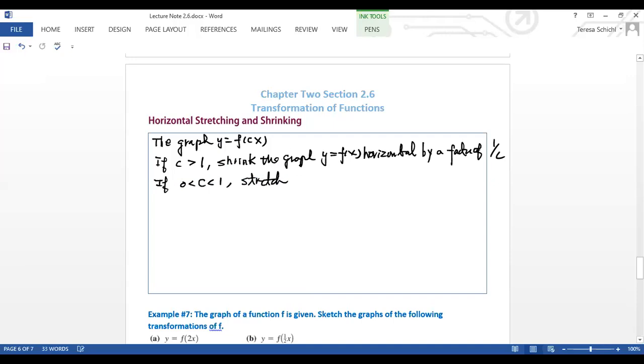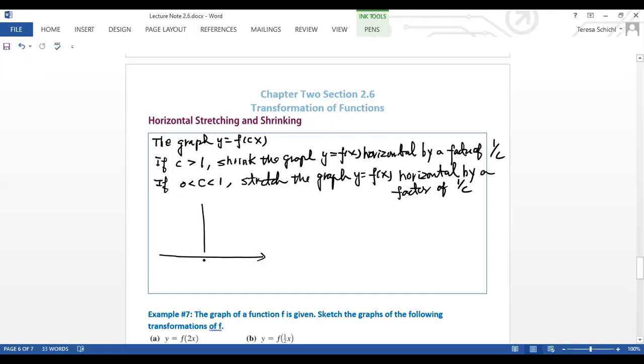Then we're going to stretch the graph y equals f of x horizontally, okay, by a factor of 1 over c here. So let's take a look here, right? Okay, so what I mean by the shrink here.